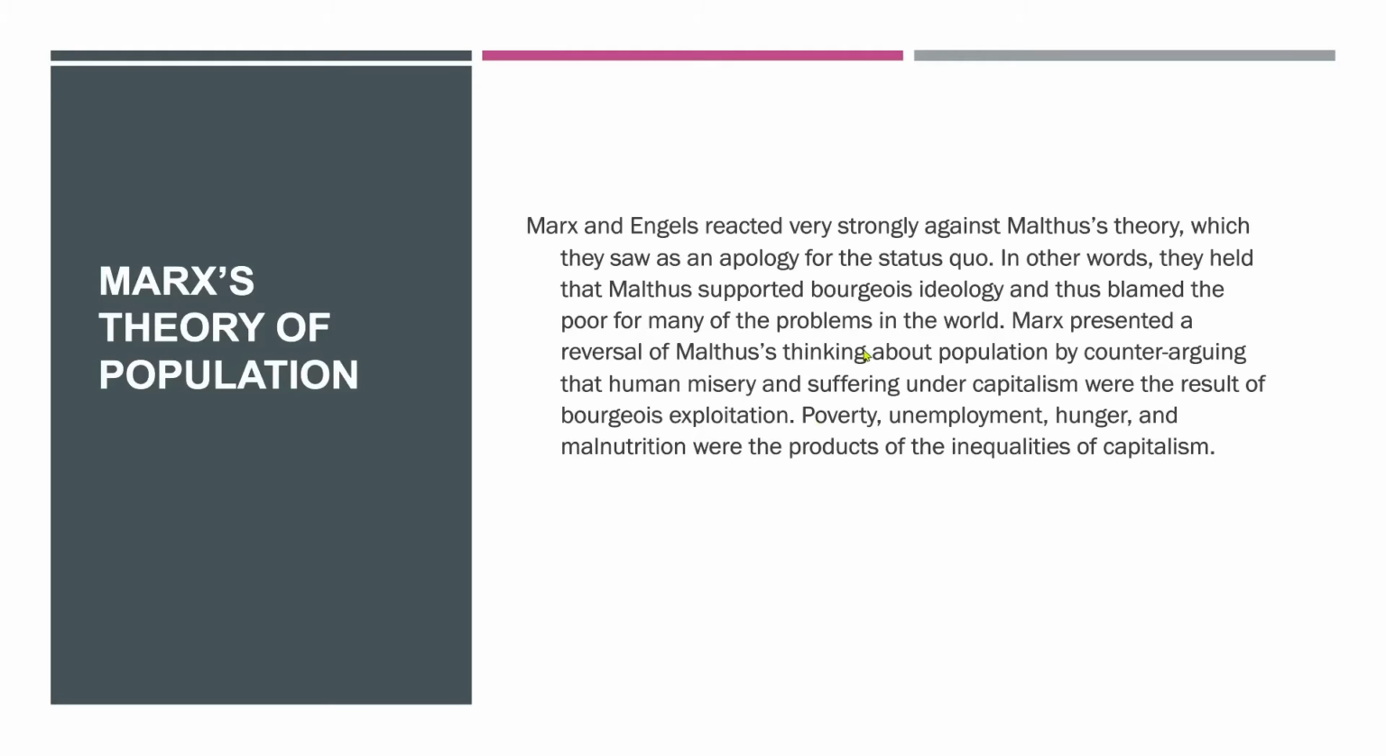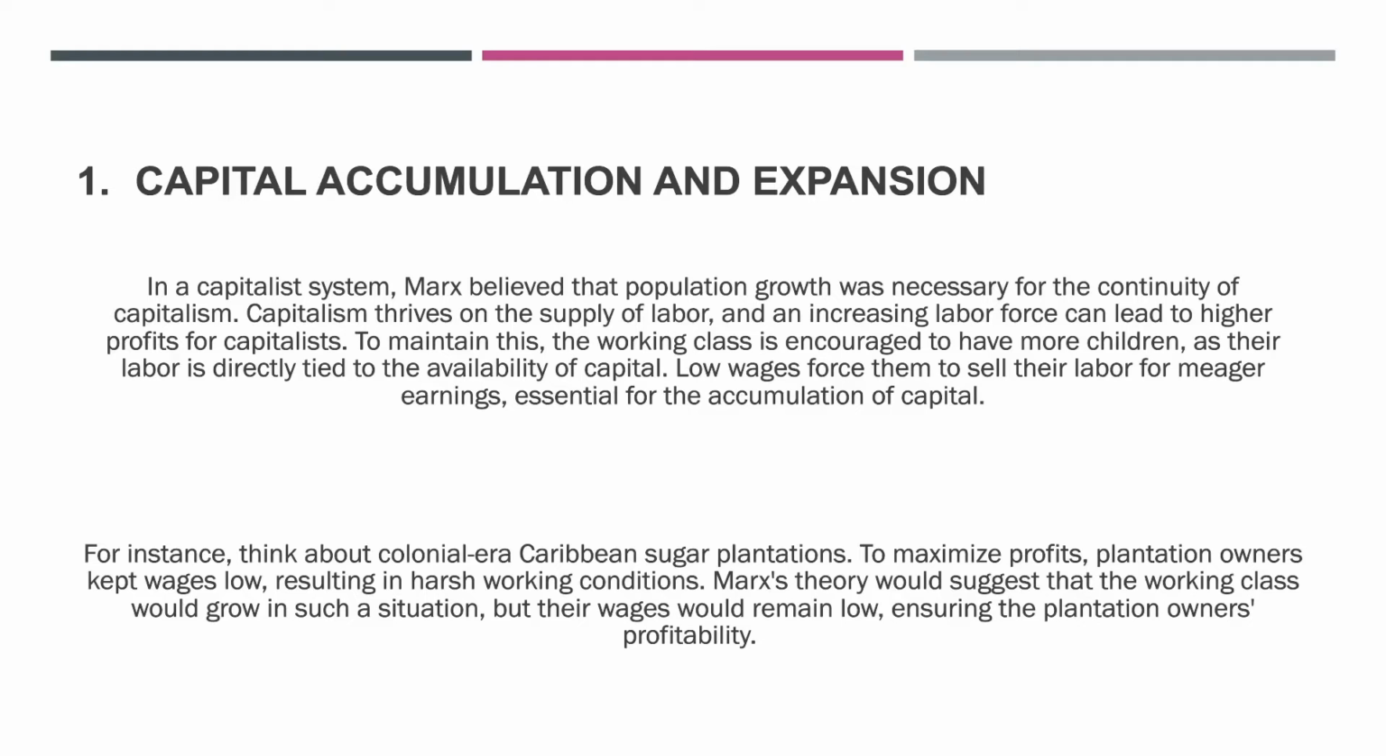So essentially he saw the poor as the main problem. Marx presented a reversal of Malthus' thinking about population by counter-arguing that the human misery and suffering under capitalism were the result of bourgeois exploitation. Poverty, unemployment, hunger, and malnutrition were the products of the inequalities of capitalism. So, looking at the main tenets of the Marxist perspective of population, right? First, you have capital accumulation and expansion. Marx believed that in a capitalist system, population growth was necessary for the continuity of capitalism.